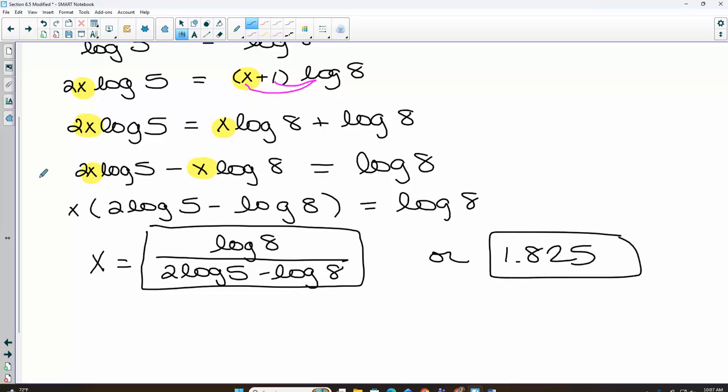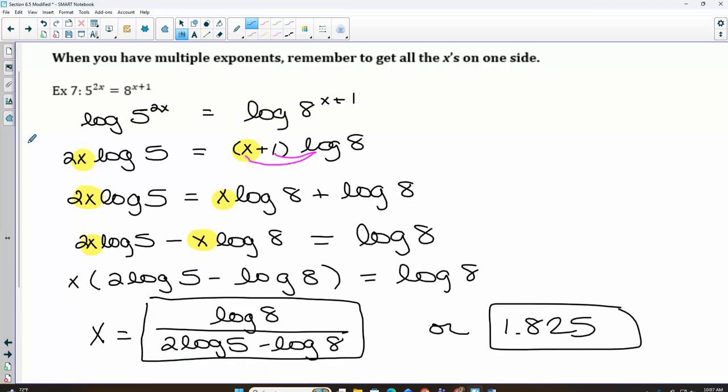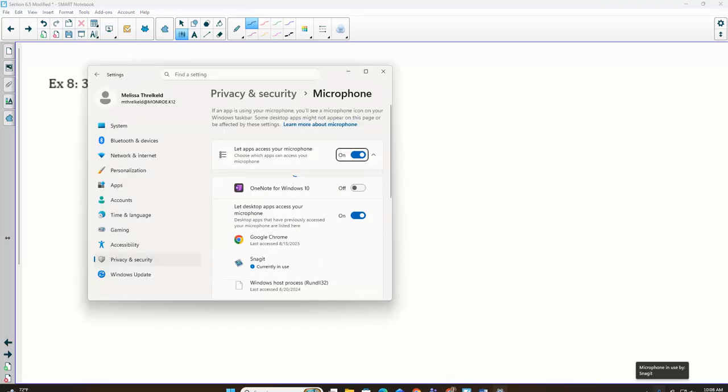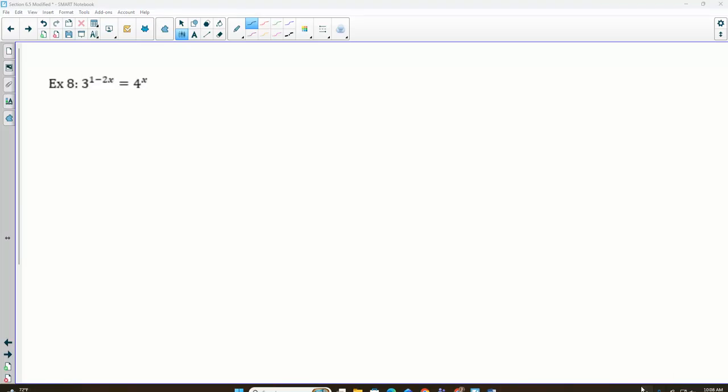And we can easily check it if we plug that back into the original. If I do 5 to the 2 times 1.825, that gives me 355.828. If I put it in the other, I get 355.819. So we can see they're very close, so you can check them that way. Why don't you guys try this next one? See how far you can get here. It's very similar to the one we just got done doing.